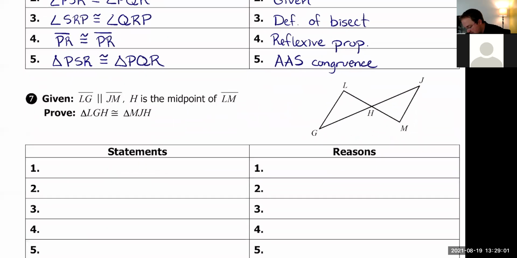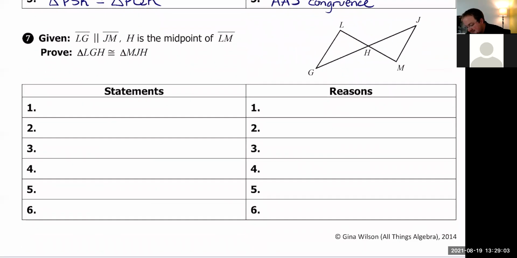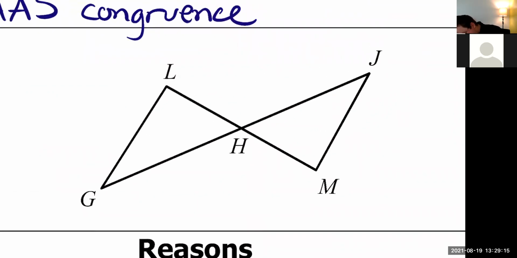Keeping that momentum, jumping right into this next one. This is the last one before we switch to our last special case of hypotenuse leg. This one's telling me that LG is parallel to JM. So I'm going to come over here to my diagram and sketch in those little arrowheads just so I can know that these are my parallel set of segments.